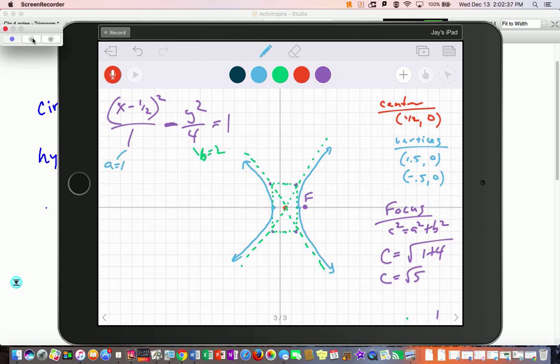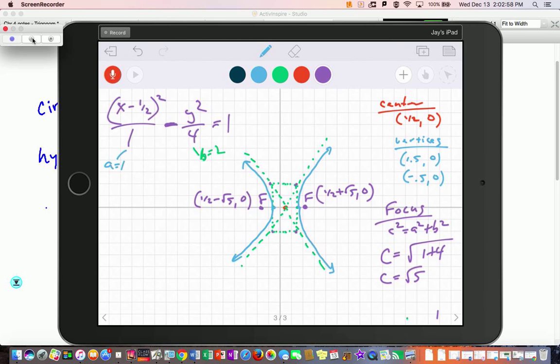1 from the center, 1, 2, a little bit more. There's another focus. And so this one would be the center, 1/2 plus the square root of 5. And this one would be 1/2 minus the square root of 5 comma 0.